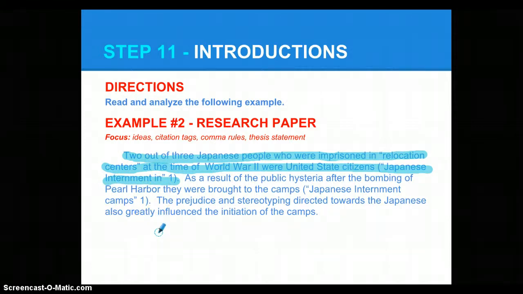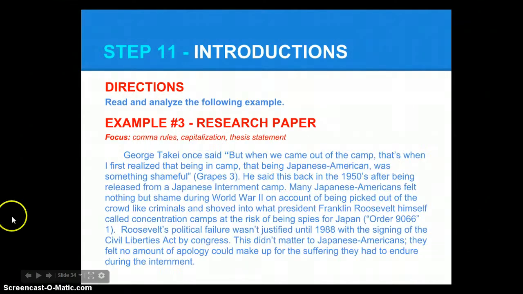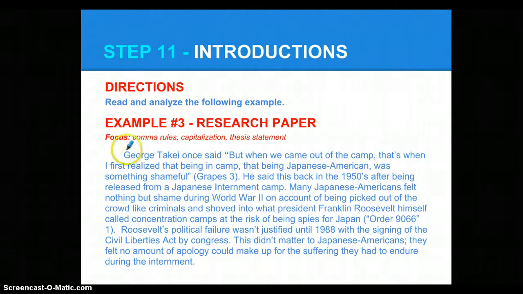So I would say definitely beef that up a little bit. Okay, here's another example, and they use a quote for their attention grabber, which works really well. George Takei once said, "But when we came out of the camp, that's when I first realized that being in the camp, that being Japanese American, was something shameful."